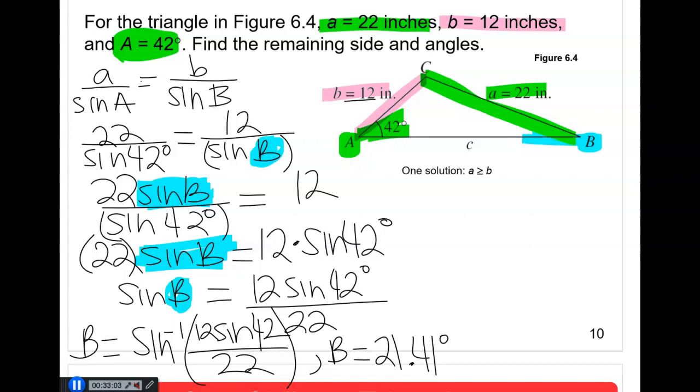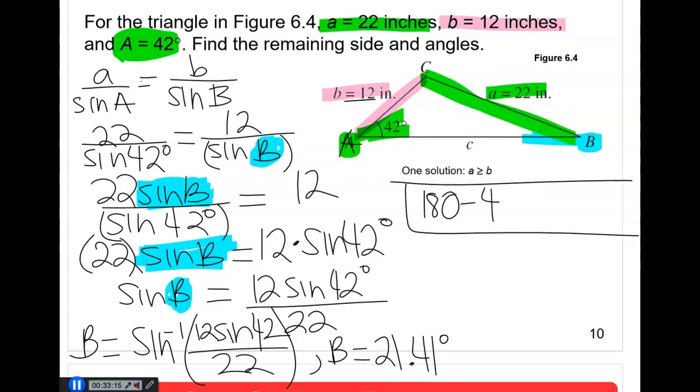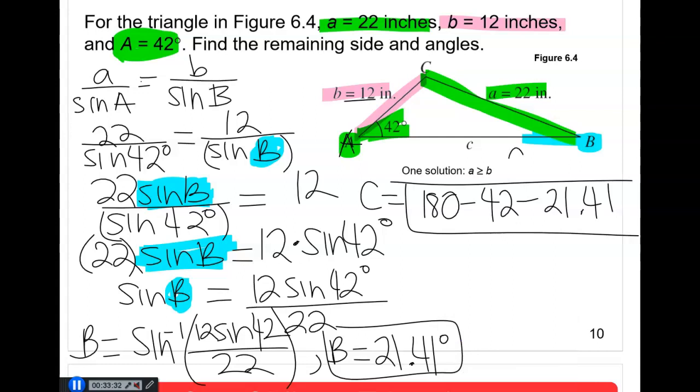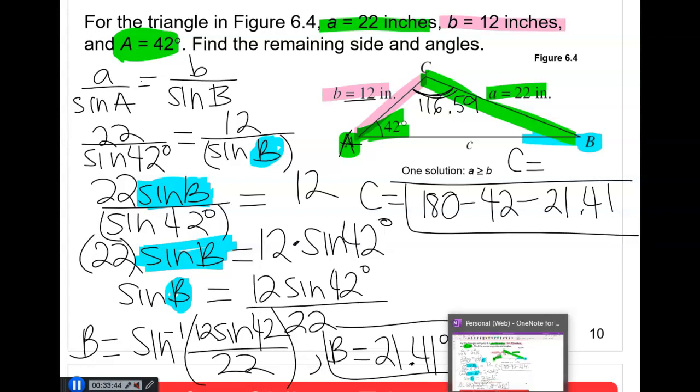degrees. Now that we have two of the angles, it's very easy to find the third one. So it will be 180 minus the first angle that was given to us, angle A, which is 42. And then we're going to subtract the one that we just found, angle B, which is 21.41. And this is going to give us the missing angle, which is C. So we get that angle C, the one here, is equal to 116.59.